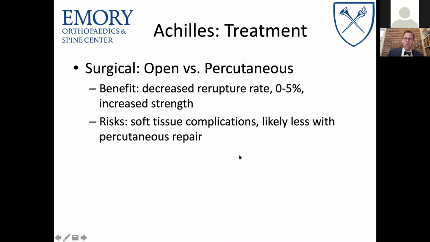And so how do we treat this? Often for high-level athletes, it's open versus percutaneous. The benefits of surgery are a decreased re-rupture rate and increased strength. An open repair has fewer nerve injuries. A percutaneous repair has less risk of infection, and really it's surgeon dependent.